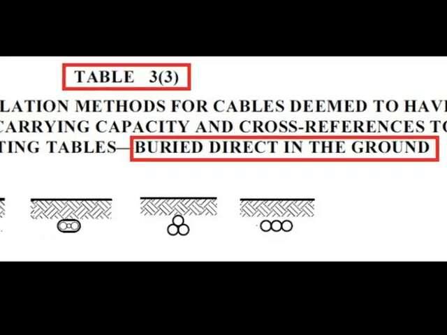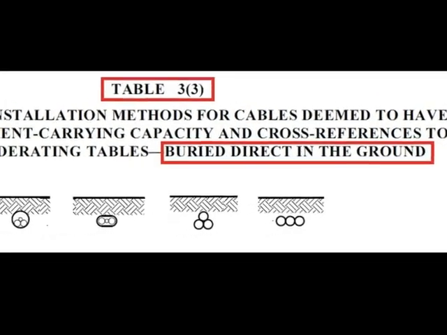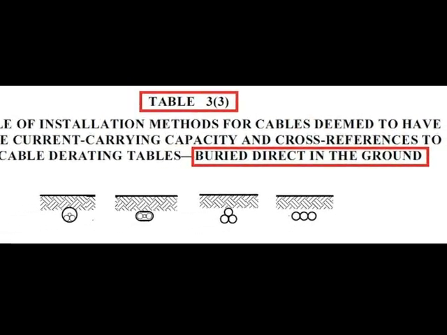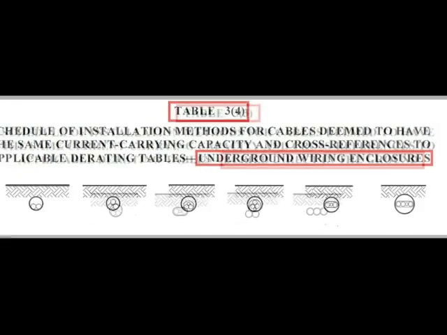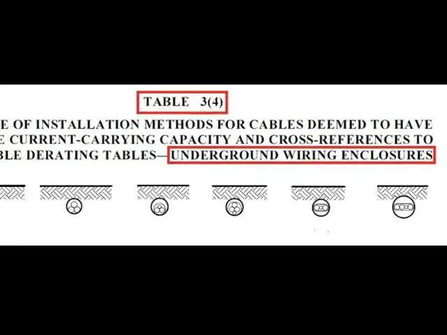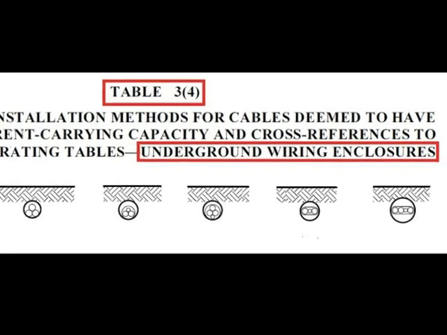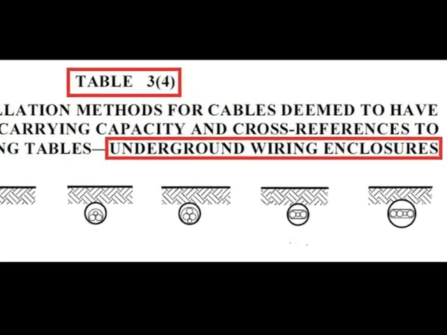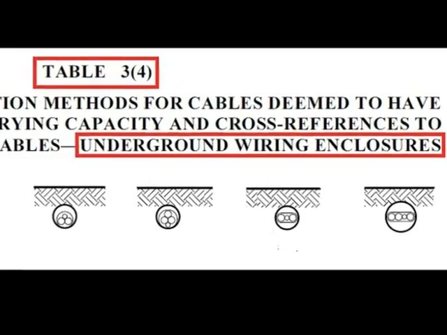Table 3.3 is for cables buried direct in the ground. And finally, table 3.4 is for cables buried in a wiring enclosure, hence conduit, etc.